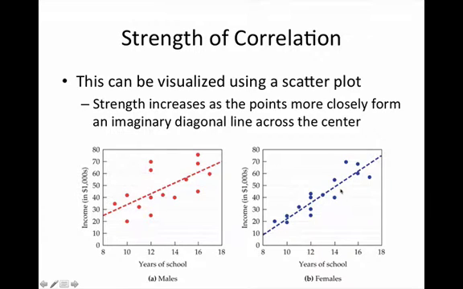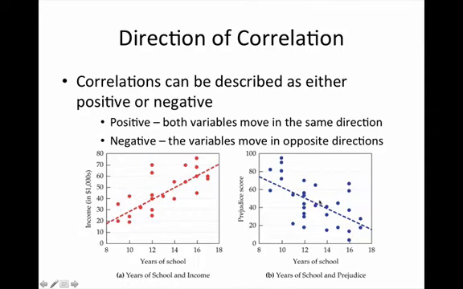So the correlation between years of school and income in thousands of dollars is higher for females than it is for males. We can make these kinds of conclusions because we can see these dots spread around this line here, and the closer those dots are to that line, the stronger the correlation.